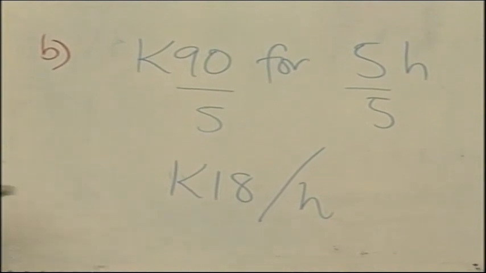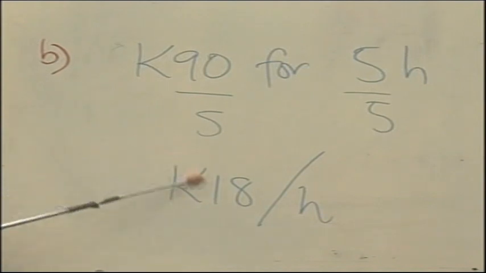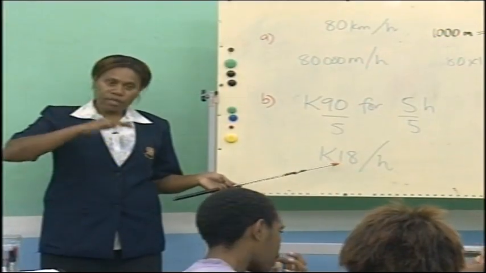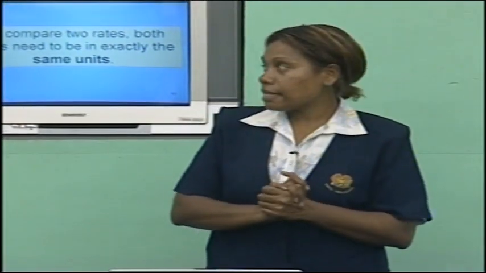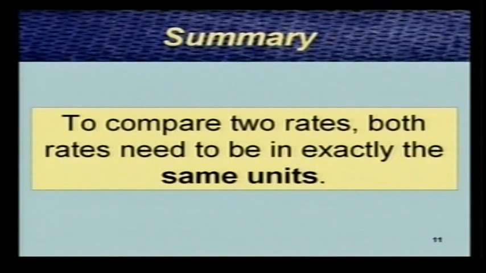This is how you should get your answer, class. Because here you are converting, or sort of simplifying. You want to get to the fixed rate. And this question is to do with comparing the rates. Do we all understand now? Yes. Again, when we want to compare two rates, we must always make sure that the rates are in the same units. And then we can compare rates.